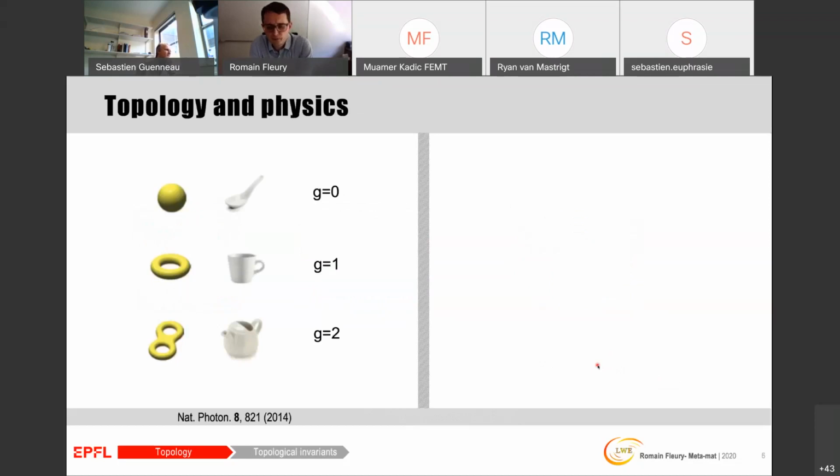So why do we care about these mathematics in physics? Is it sometimes relevant to define topological properties for physical systems? I will show you here a very simple example that is useful to have in mind, because we will use it for understanding the topology of waves.